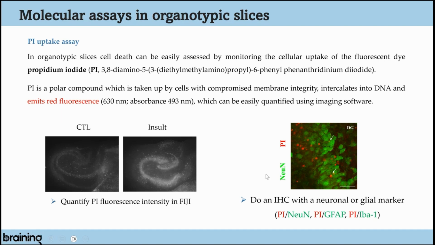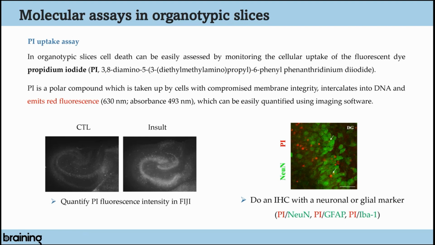You can also follow this PI uptake assay with immunohistochemistry afterwards. So you can have your PI staining, then you just fix the organotypic slice, and you can add an antibody against whatever you want. You can use, for instance, NeuN, and you can have all the neurons stained, and therefore you can see if a given insult caused neuronal death. But you can also check for GFAP and for Iba1, and in that case, you will know if a given insult caused any type of damage in the astrocytes or in the microglia.